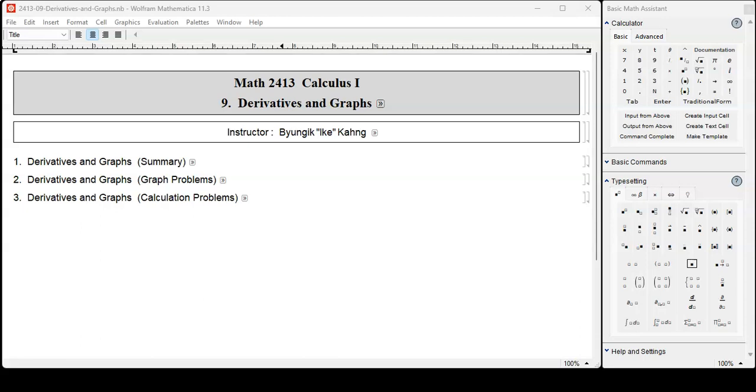Hello students, welcome back. We completed section 1, the theory of derivatives and graphs. Now let's do some problems. Section 2 is devoted to the graph problems, and section 3 is on calculation problems. Graph problems first.